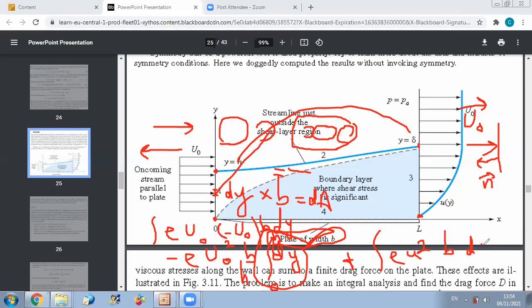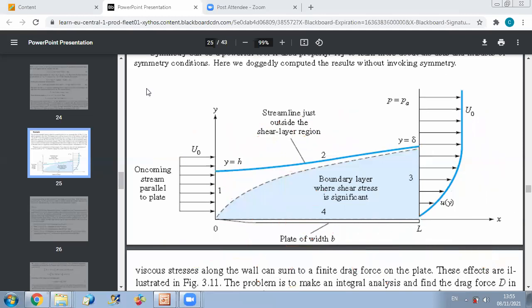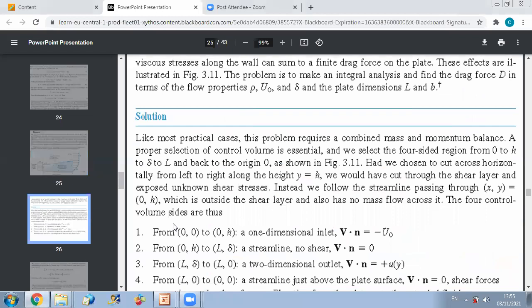Now rho and b are constants. You can take them outside of the integral, but for u you cannot do it. For u you should keep it inside of the integral, and you will integrate from 0 to delta. And to be able to continue, they should tell you how the profile u is a function of y. Okay, so they should give you the form of this profile to be able to proceed. Okay, let us see here. They will give us a profile and we'll use it to continue.